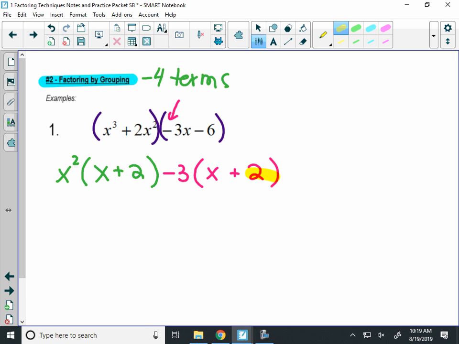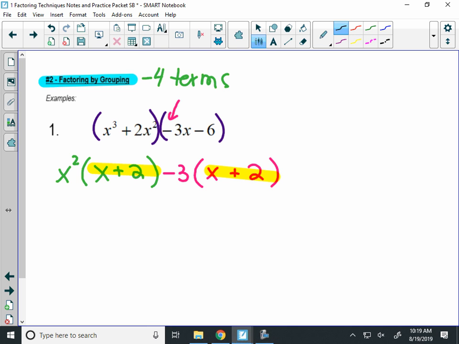Now, if you remember grouping, why is it what I have written there a good thing? The x plus 2's are the same. That's always your goal. If you're doing grouping, which we're going to use in another method here tomorrow, those parentheses have to be the same. If they're not, you made a mistake somewhere.